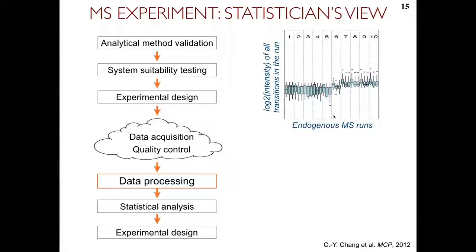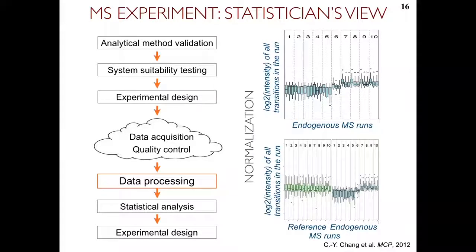This is the type of plot that MSstats would actually make. Now, in this particular experiment, it turns out it is a targeted experiment. So we have labeled reference peptides, which were spiked in for each endogenous targeted peptide of interest.